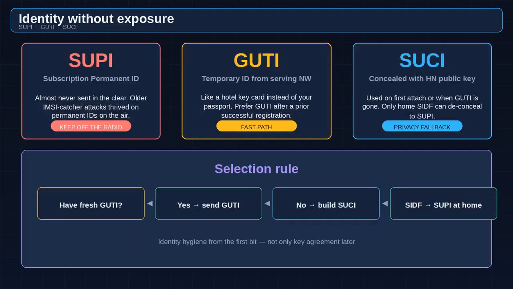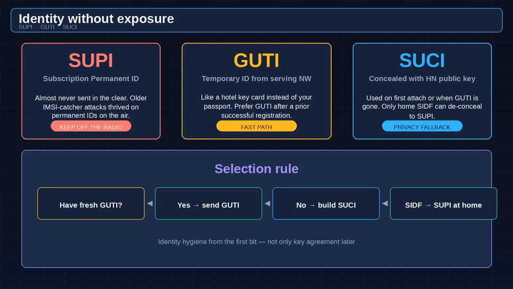Identity is the first privacy battle. Older systems put your permanent IMSI on the air in the clear. Anyone with a cheap sniffer could track you across cells. In 5G, the permanent identity is the SUPI, Subscription Permanent Identifier. You almost never send SUPI in the clear. Instead, the phone sends either a GUTI or a SUCI.